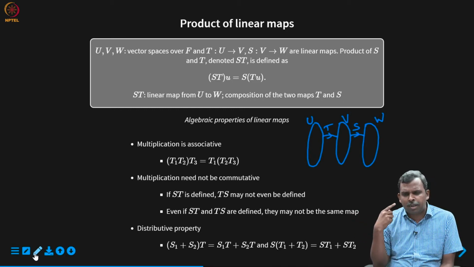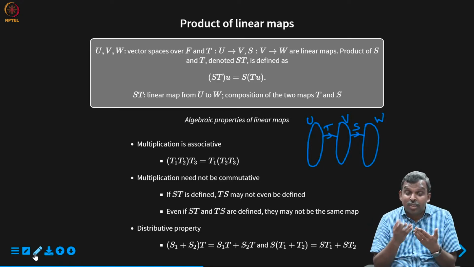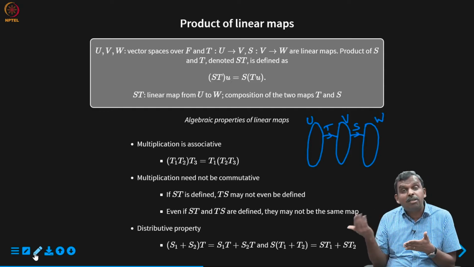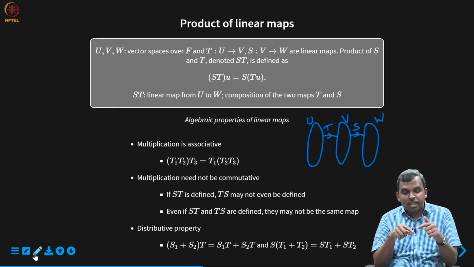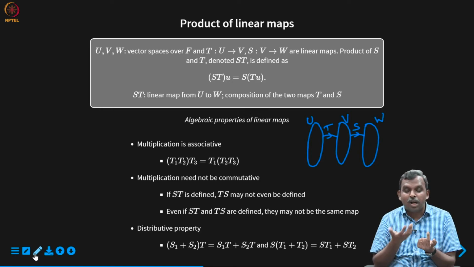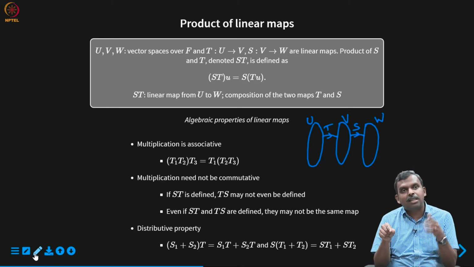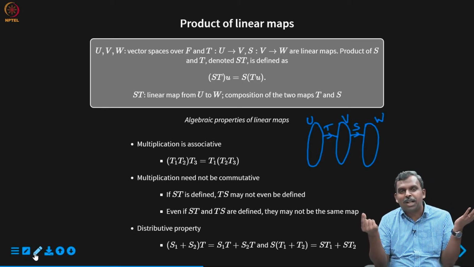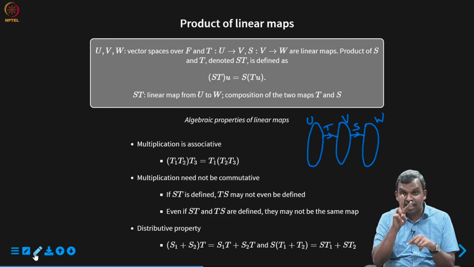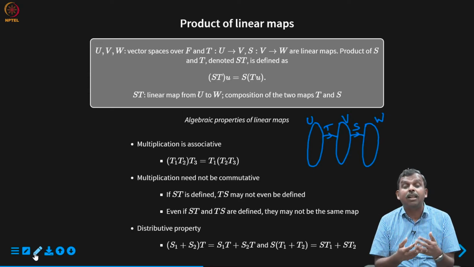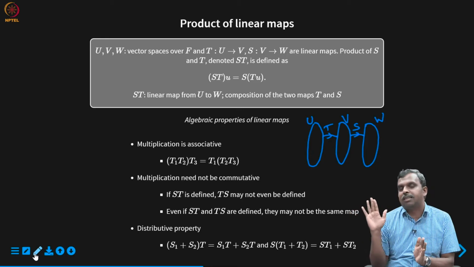We are all used to multiplying numbers, where you always think AB is BA. But in this case, even if ST is defined, TS need not even be defined. Take a look at this U, V, W. If you want to compose T first and then S next, you can do it, but if you have to do S first and then T next, it's not even properly defined. Because S takes an input from V and puts out W. T takes inputs from U. Then what will it do with W? It can't do anything with W. So all these problems are there when you compose. Changing the order of composition may not even be defined, and even if it is defined, they need not be the same map.